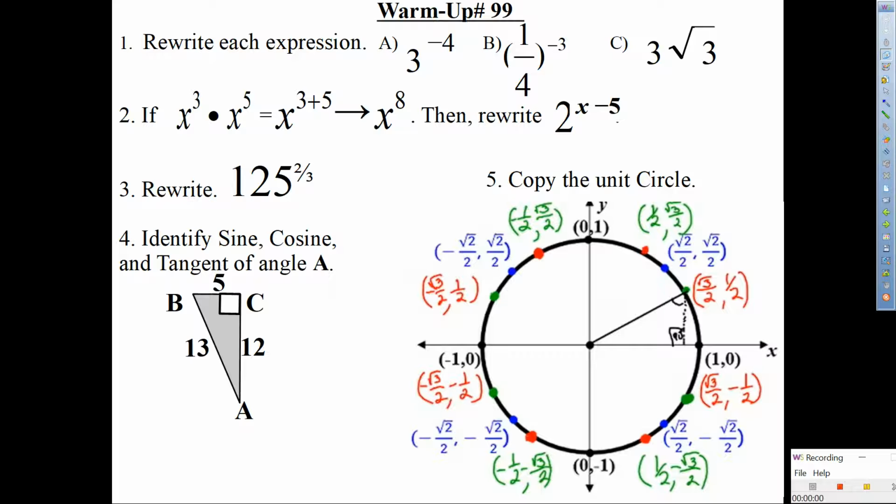And number 3, rewrite 125 to the 2/3. For number 4, they give us a right triangle. It's upside down, but the hypotenuse is 13, and the other two sides are 5 and 12. They want us to focus on angle A. And number 5 says copy the unit circle. Does it say anything else to do? No, just copy it, and we'll go from there. I'll give you some time for that.